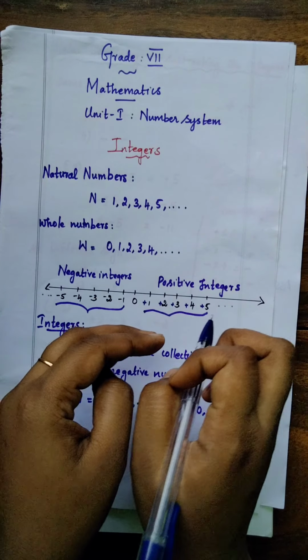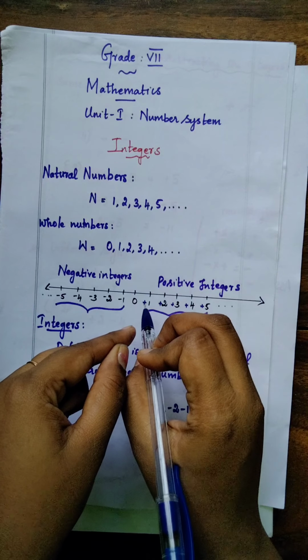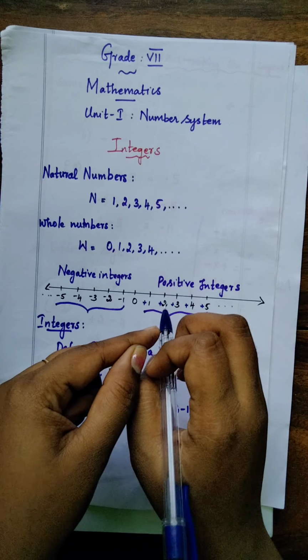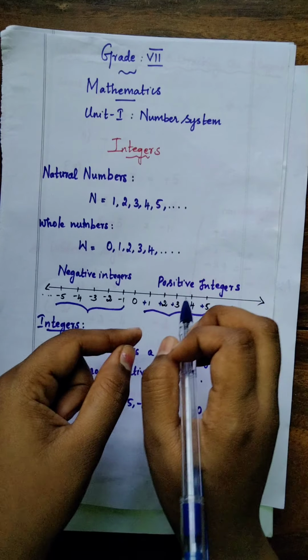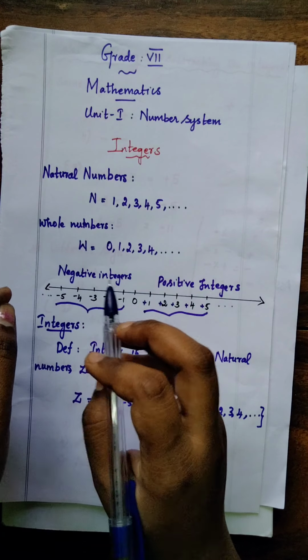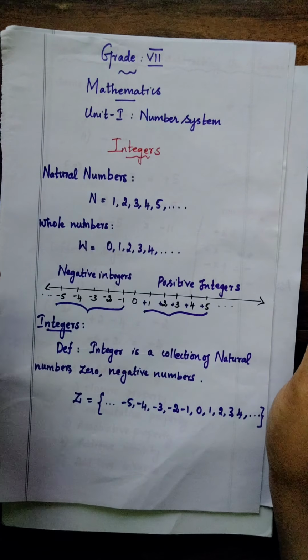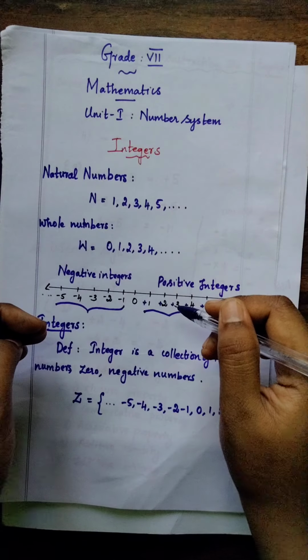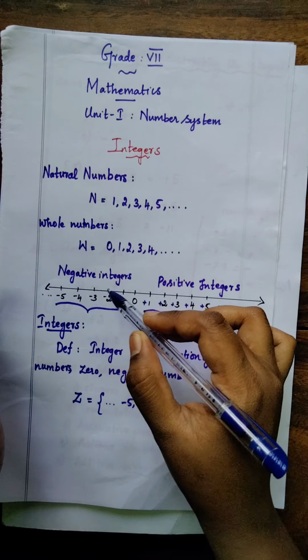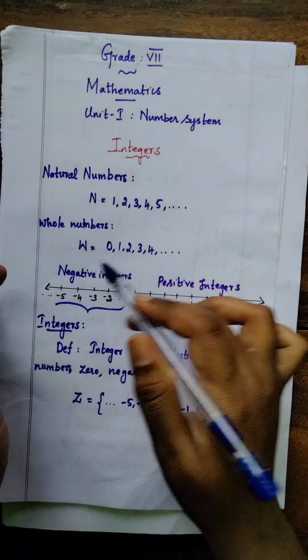If a number does not have any sign, consider it as plus. Consider it as having the plus sign. These are all positive numbers. These are all negative numbers. Now say, what are integers? An integer is a collection of natural numbers, 0 and negative numbers. These are all the integers, right?